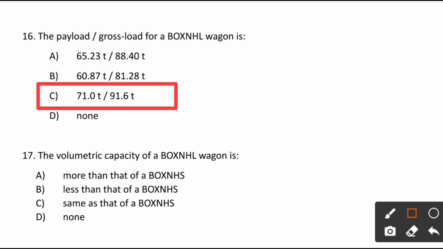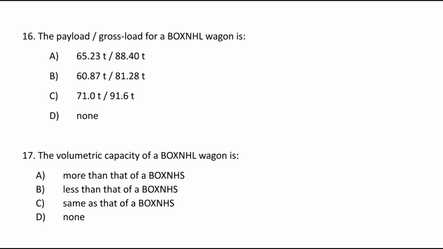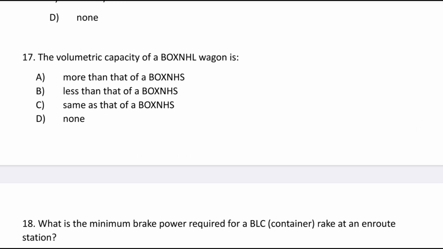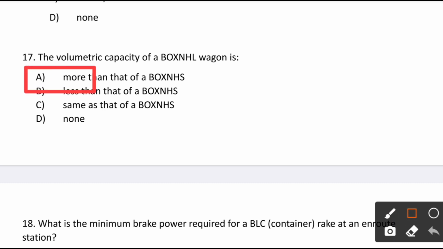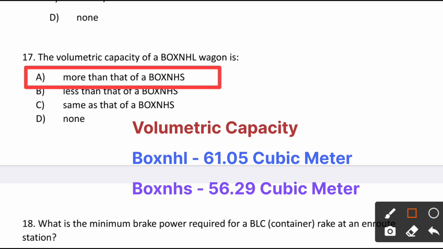71.0 T, 91.6 T. 17. The volumetric capacity of BOX NHL wagon is A. More than that of BOX NHS, B. Less than that of BOX NHS, C. Same as that of BOX NHS, D. None. In this question, the correct answer is A. More than that of BOX NHS. The volumetric capacity of BOX NHL is 61.05 cubic meter and the volumetric capacity of BOX NHS is 56.29 cubic meter.